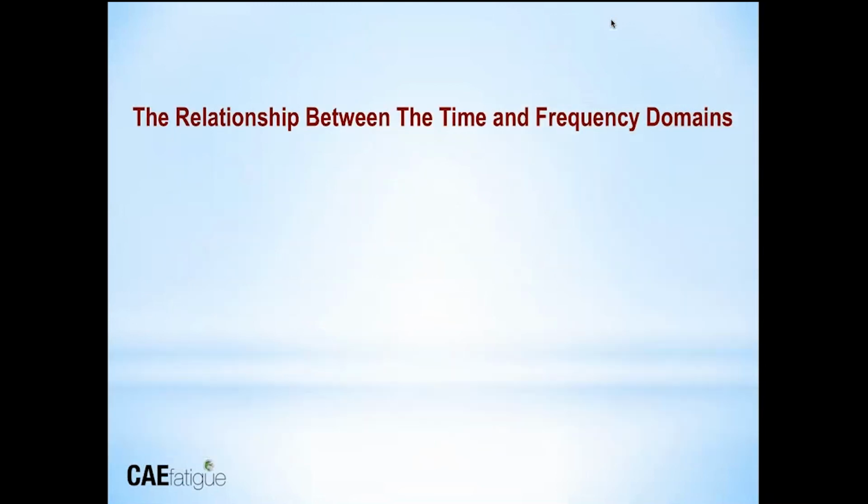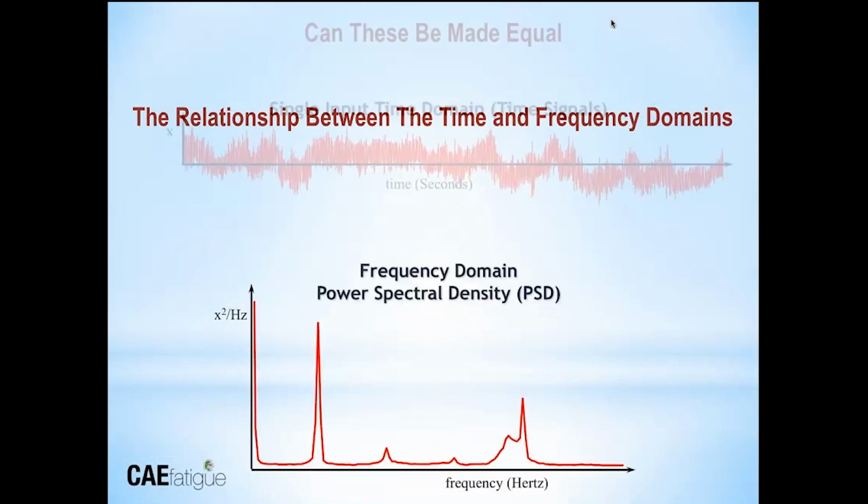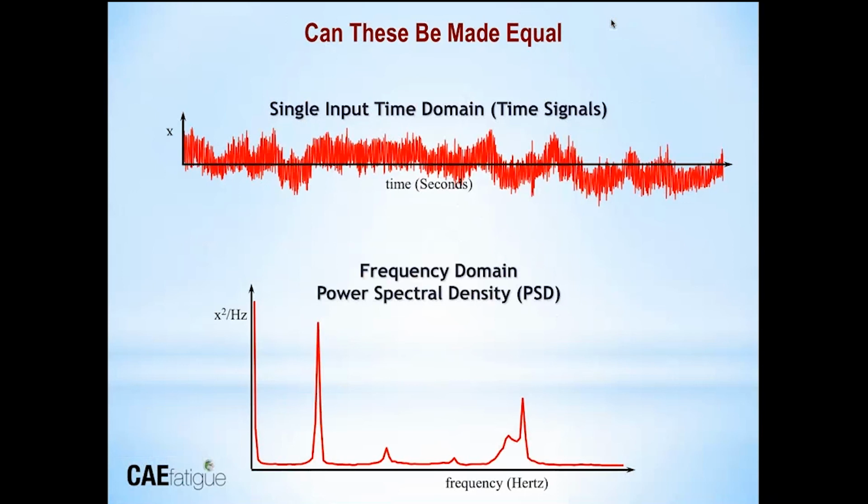So what is the relationship between the time and the frequency domain? This is a key question to ask. What is the relationship between a time history of, let's talk about an input load in the form of acceleration against time? What's the relationship between a time-based version of that we see here in the top part of this chart, and an equivalent frequency domain version? Well, the equivalent frequency domain version would be something called a power spectral density, or PSD.